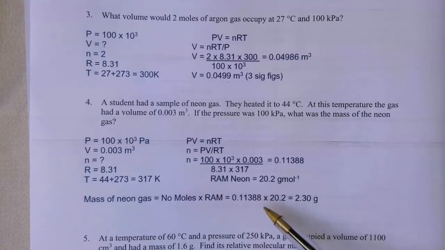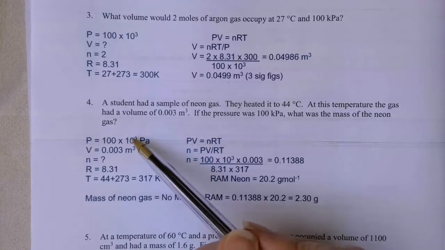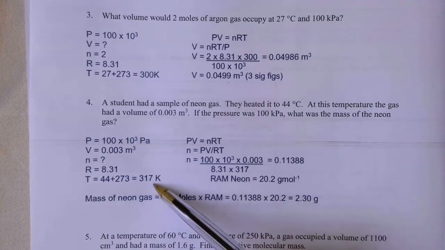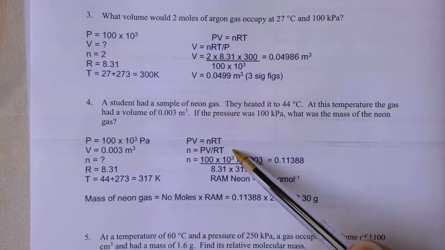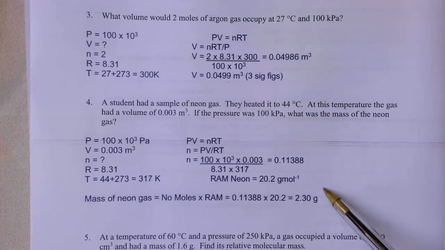Next one, I'm working out the mass of neon gas this time. Again, I need to know the number of moles. So again, I put my values down, check that everything is in SI units, put it into my rearranged equation, and I get my number of moles. Moles times RAM will give me mass, so I should get 2.30 grams.